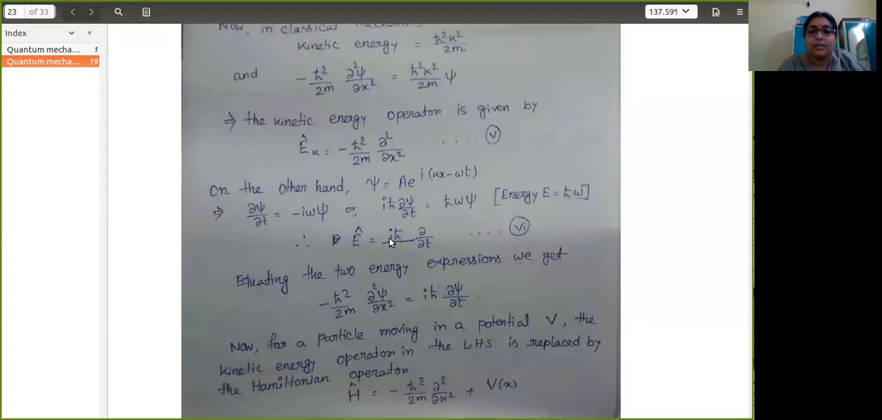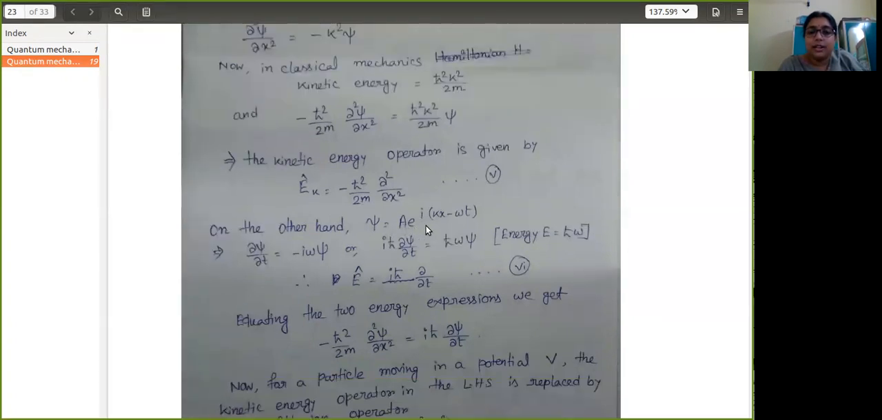Now, on the other hand, using psi equals A e to the power i(kx minus omega t), if you take the derivative with respect to time, you get del psi del t equals minus i omega psi. And if you multiply it by i h cut, then i h cut del psi del t gives you h cut omega into psi. What is h cut omega? H cut omega is nothing but the energy E. So we can write the E operator to be i h cut del del t. So we got two operators: one is the total energy operator E equals i h cut del del t, and the other is the kinetic energy operator, minus h cut square by 2m del 2 del x2.